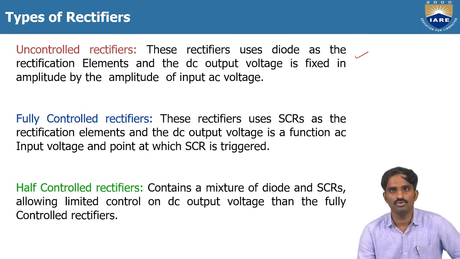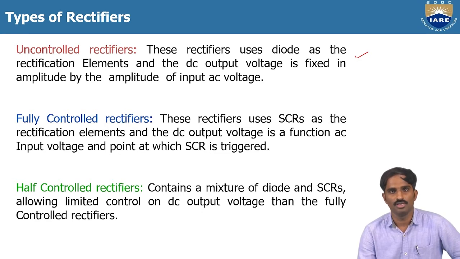In these uncontrolled rectifiers, the rectifying elements we use are diodes, because as we know, diodes are uncontrollable devices. We cannot control the on and off of the diode. That's why in uncontrolled rectifiers, the rectifying elements are diodes. So the input is fixed AC and the output is also almost fixed DC.